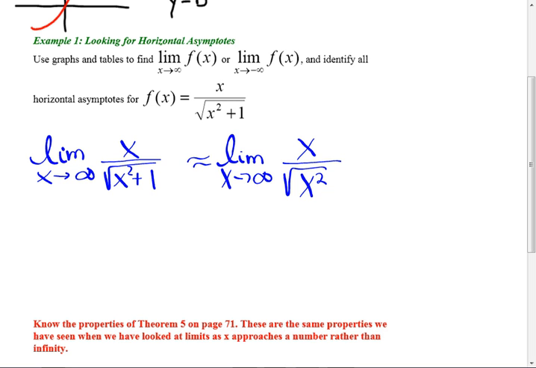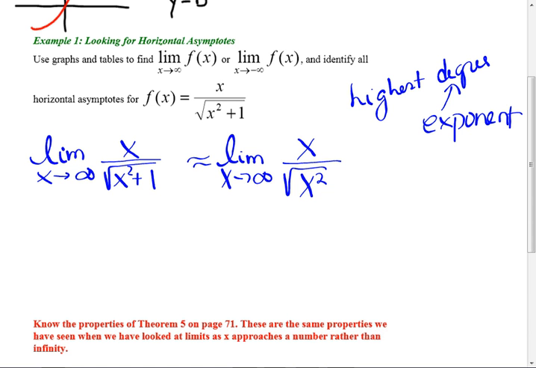So all you're going to do is look for the highest degree. Anybody know what degree is? I'm going to list a type of vocabulary. It's the exponent. Okay, so this exponent is the highest in the denominator, 1 in the numerator. Well, let's figure out what this is. As x goes to infinity, this is just x. Now, it's a positive number. What's the square root of x squared? Careful. Absolute value of x.